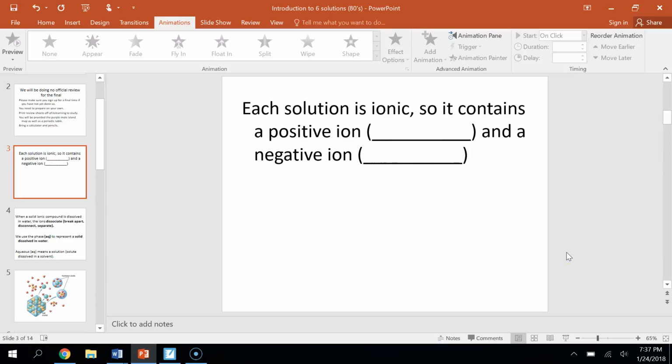Hi guys, today we're going to be starting on a new mini unit called 6 Solutions. So at the back of unit packet 4, we're going to be jumping into the 80s. So if you don't have that out, take a second, please grab that out.